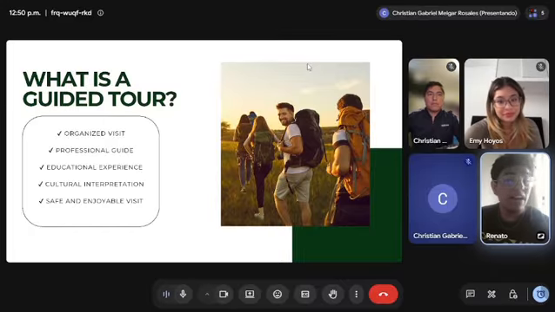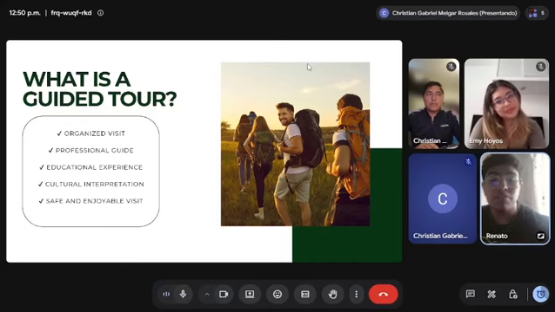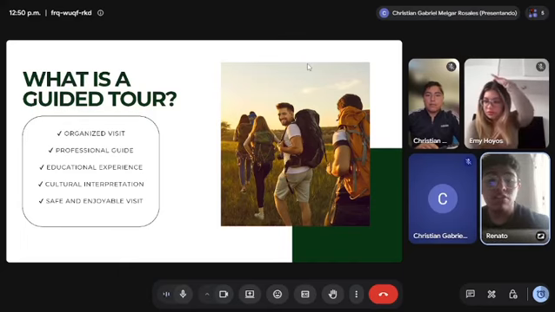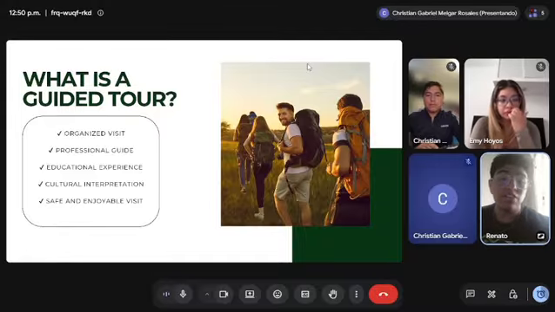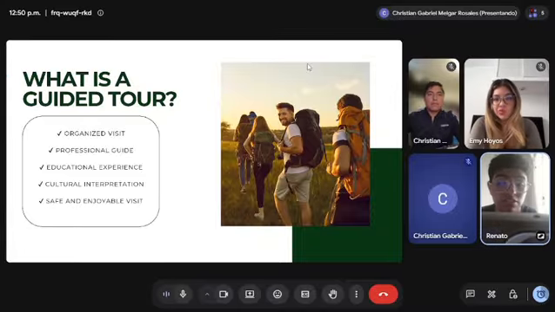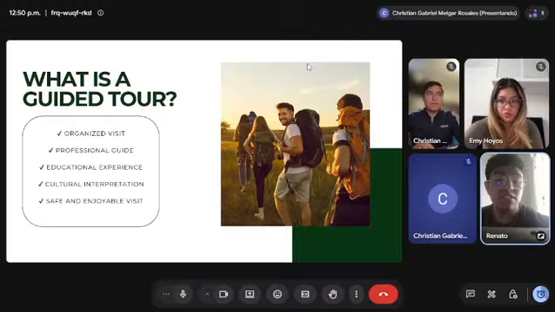Okay, but what is a guided tour? Well, first, a guided tour is an organized visit led by a professional tour guide. The guide provides accurate information while also creating an enjoyable and educational experience for visitors. Guided tours help tourists to understand the historical, cultural, and religious significance of heritage sites.